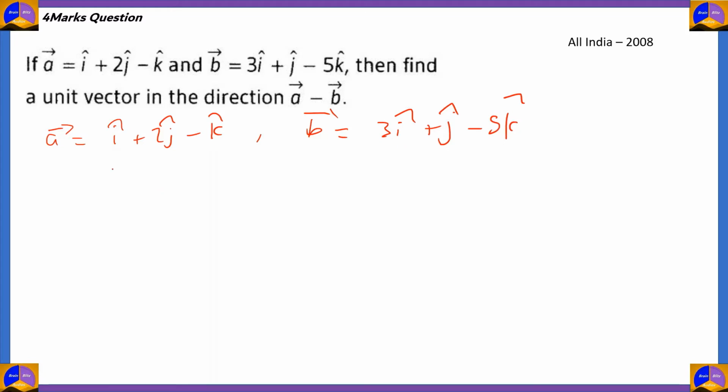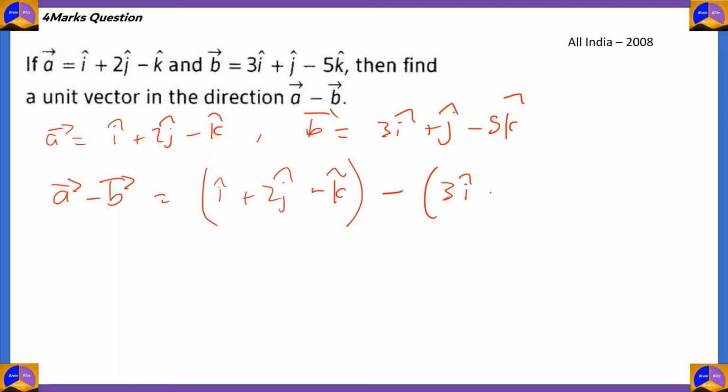The first thing we need to do is find out a bar minus b bar. And so we subtract vector b from vector a. So it'll be i cap plus 2j cap minus k cap. Put this vector in a bracket and then put a minus sign and then write the second vector, 3i cap plus j cap minus 5k cap.